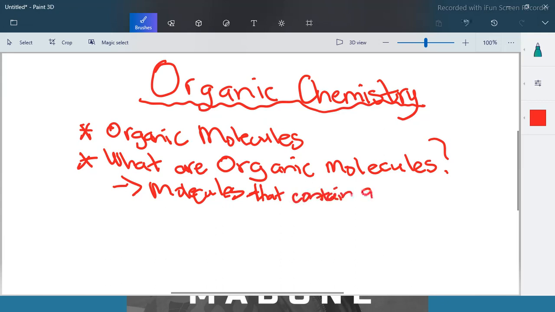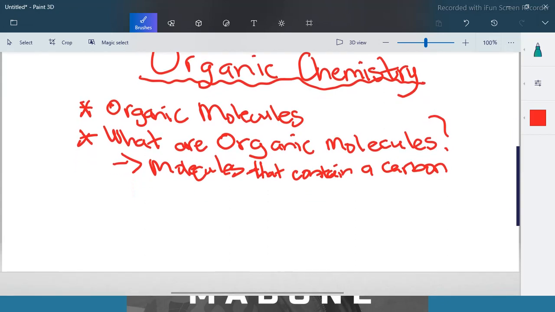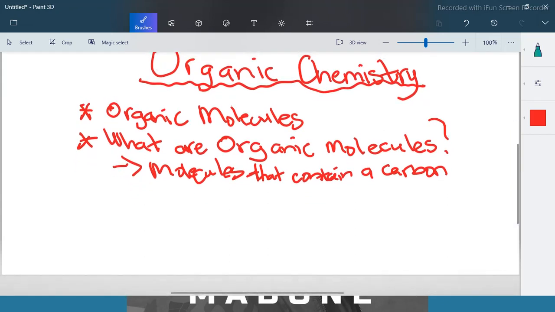So any molecule that has a carbon in it, we can call it an organic molecule. That's how easy this thing is, right, guys? So let's go further down. As we dissect this, why do we have to study organic molecules or organic chemistry? What is so important about these organic molecules?